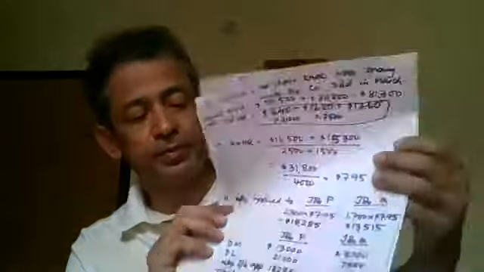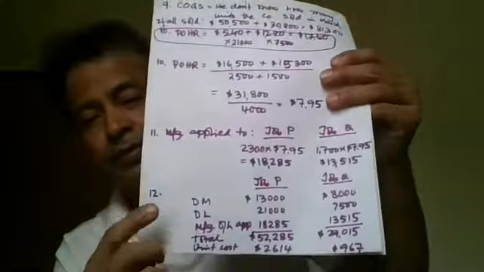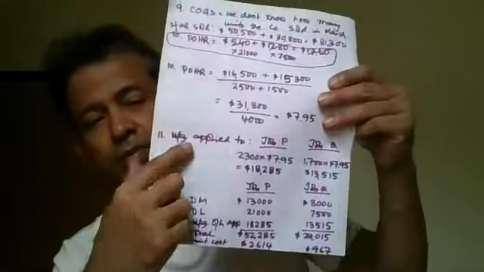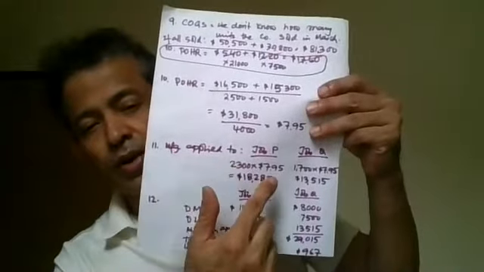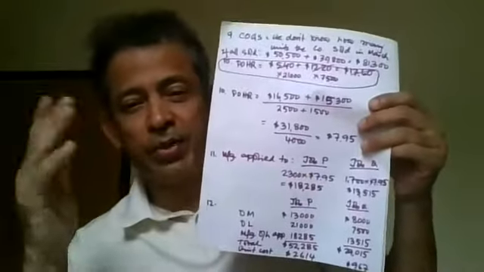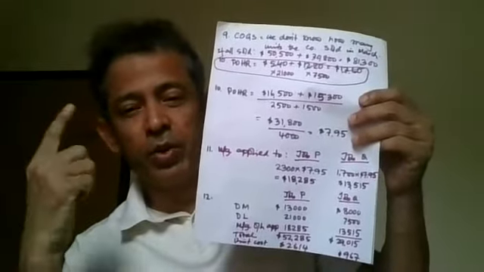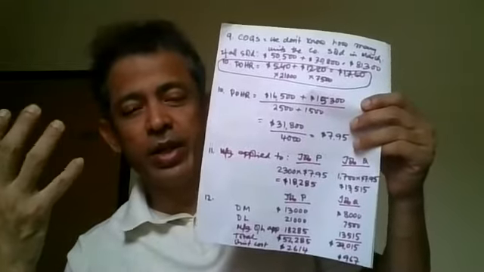So down here, you can see the manufacturing overhead applied to P is 2,300 times 7.95. So the 5.4 and $12.20, that's gone now. It's now one rate for the whole organization.